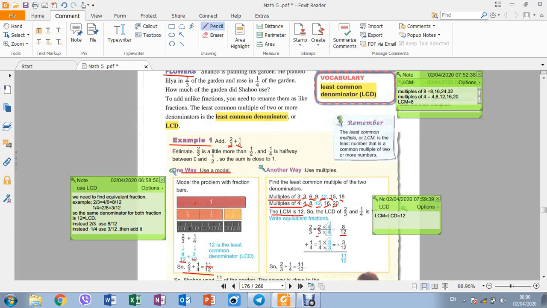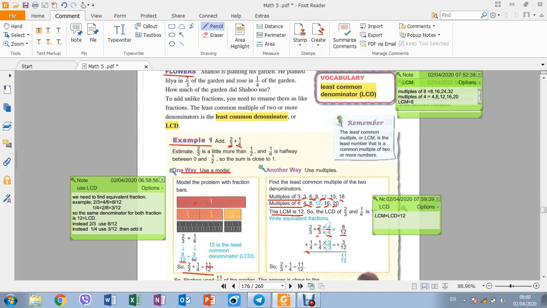Now at first you need to multiply the denominator by a number that directly gives you 12. So 3 is the denominator. Multiply which number equal to 12? Multiply by 4. So 3 times 4 equals 12, and at the same time we need to multiply the numerator by 4. If you do anything to the denominator, you need to do the same thing to the numerator. So 2 times 4 equal to 8. This is the first fraction. The second one is 1/4.